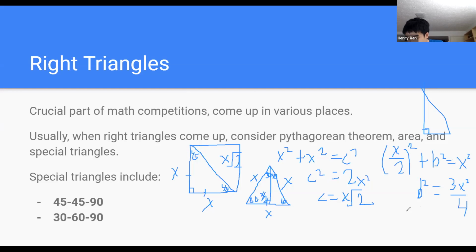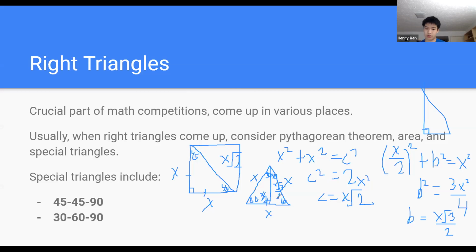Okay, let's square both sides. We get b is equal to, wait, what? I did something wrong. Subtract x squared over 4 from both sides. Oh, no, I didn't. I'm being dumb. b is equal to x root 3 over 2. All right, so this little altitude is going to be x root 3 over 2.